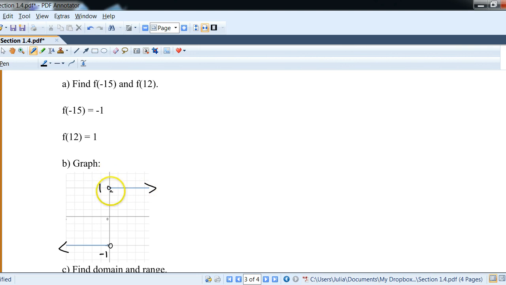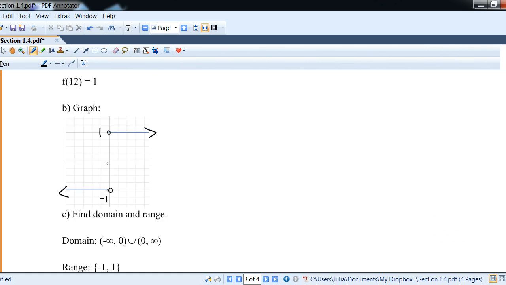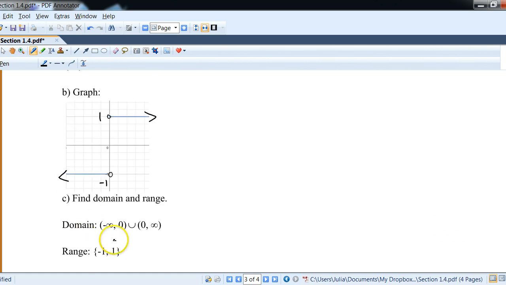And so we have a hole at both points. We do not have a filled-in point here because x cannot equal 0. So the y value is missing because of our definition. So the domain is basically everything except the 0. That's why we have parentheses here.